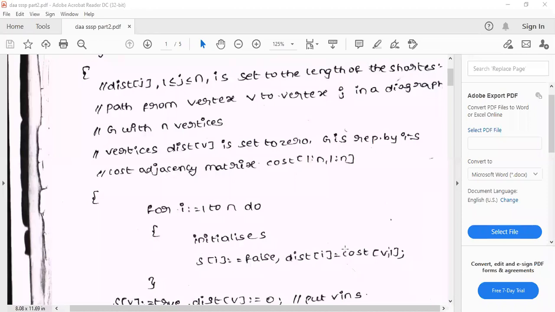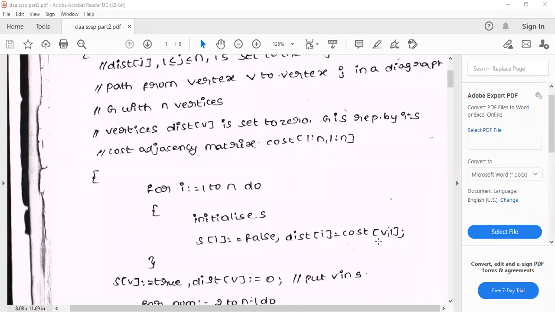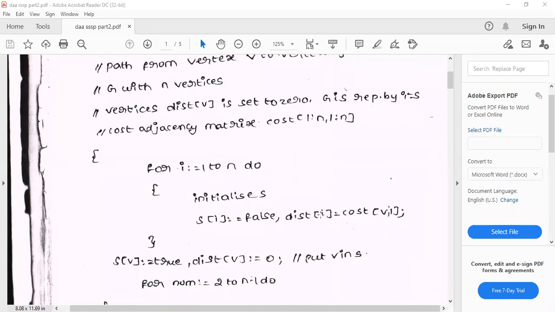Next, distance i equal to cost of v comma i. Here v represents the source vertex. Suppose v equal to 1, then distance i, that is distance 1, equals cost of v comma 1.